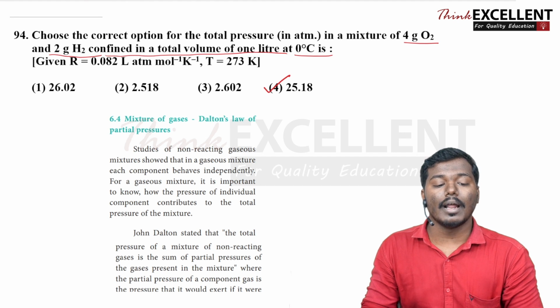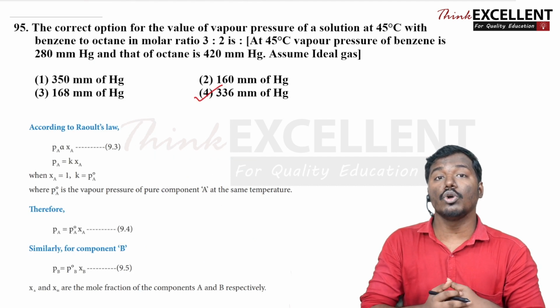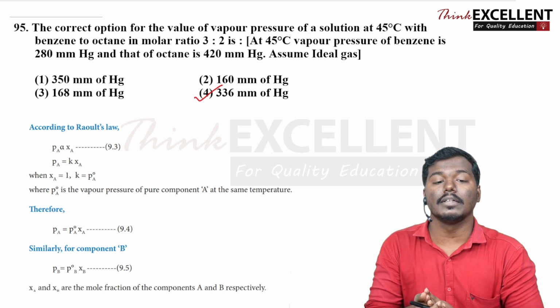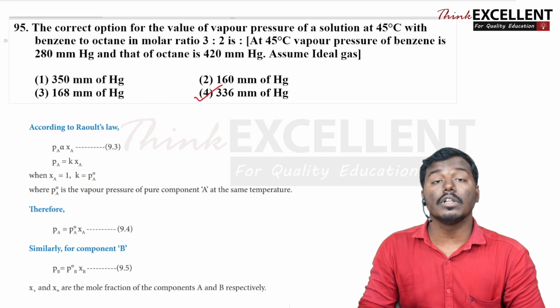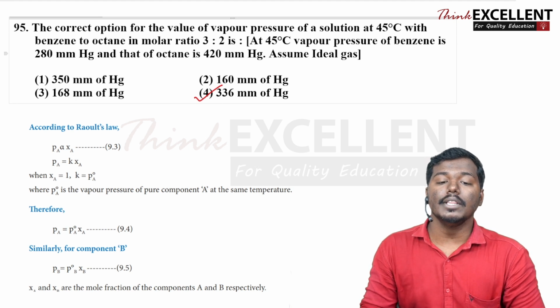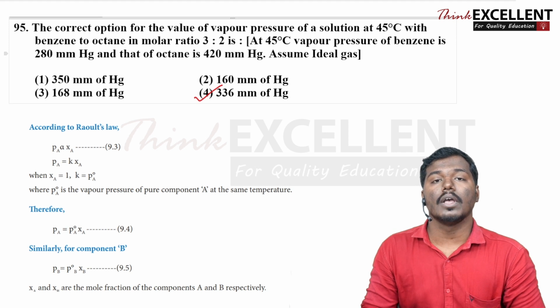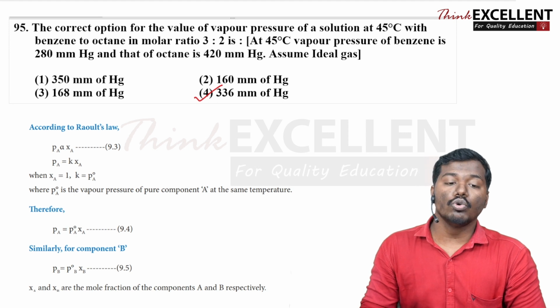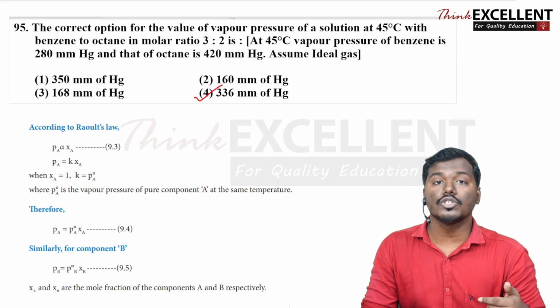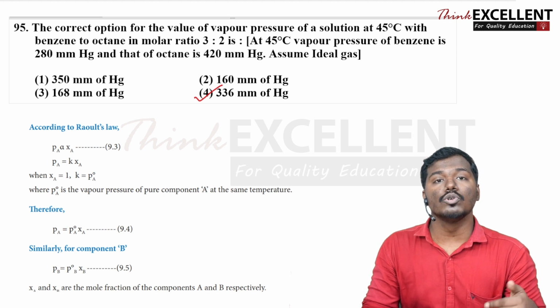So when you take question number 95, you can see that it is asked from the solution lesson. So solution lesson la நம்ம Raoult's law படிச்சிருக்கோம்ல, so அதை பேஸ் பண்ணி தான் கேட்டிருந்திருக்காங்க. That is the correct option for the value of vapor pressure of a solution at 45 degrees Celsius with benzene to octane in the molar ratio 3:2. And you can see that at 45 degrees Celsius vapor pressure of benzene வந்துட்டு 280 mmHg அப்படினு கொடுத்திருக்காங்க, as well as octane, it is given 420 mmHg, and they asked to assume it as an ideal gas and to proceed with this problem, right?